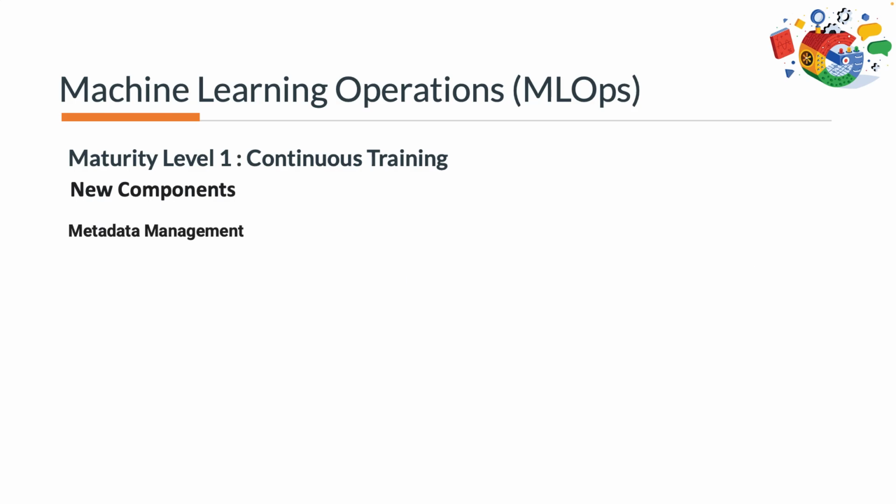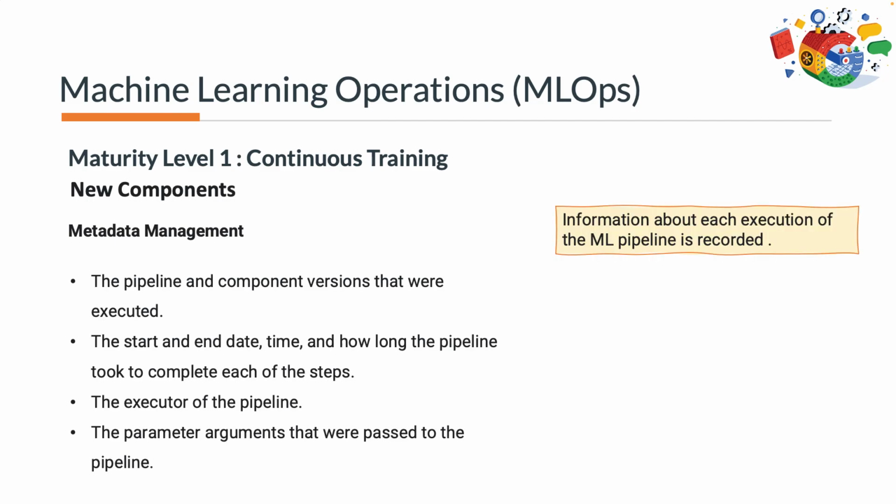The benefits of a feature store include discovering and reusing available feature sets, serving up-to-date feature values from the feature store, and avoiding training-serving skews by using the feature store as the data source for experimentation, continuous training, and online serving. Metadata management. In metadata management, information about each execution of the machine learning pipeline is stored in order to help with data and artifacts lineage, reproducibility, and comparisons. Information that is normally stored in metadata management includes the pipeline and component versions that were executed, the start and end date and time, how long the pipeline took to complete each of these steps, the executor of the pipeline, and the parameter arguments that were passed to the pipeline.